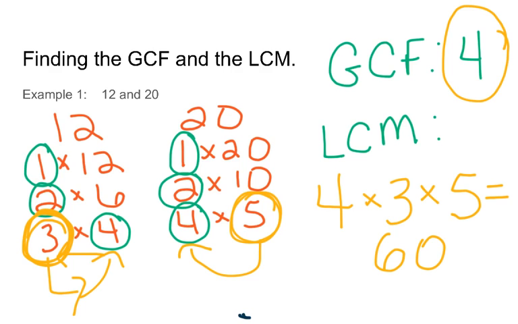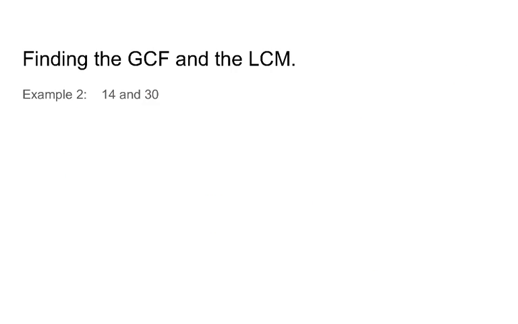So I thought that was pretty cool that you could take your GCF and the two paired pieces, multiply it all together, and that gives you your least common multiple. Then we're not sitting there all day listing out multiples, because they could get pretty big if we had to keep doing that. Let's try another example.